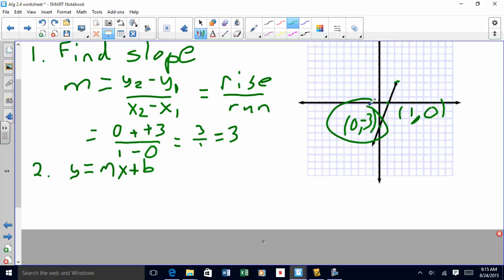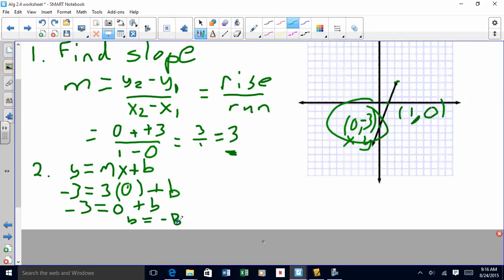So for y, if I'm picking this point, there's my y value. So I'd put -3 in for y. Slope we just found out was 3. So we're going to substitute that in for m. The x, well, this is the x here. We could put 0 in for x, and then we can solve for b. And this would just be -3 equals 0 plus b, or b equals -3. So we have our slope, we have our y-intercept.